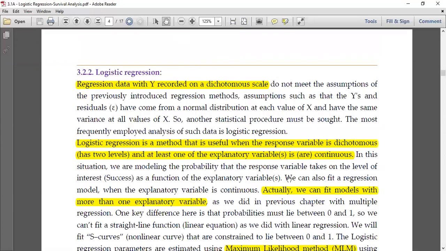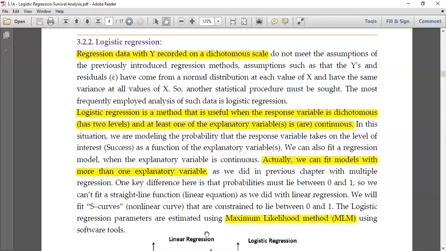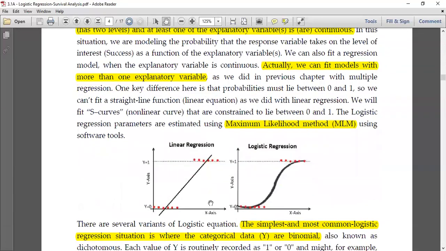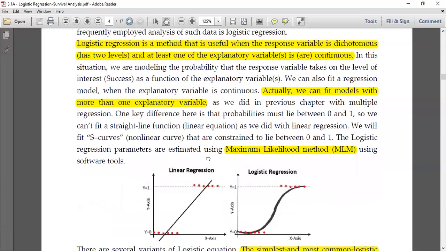Now let us look into one particular nonlinear regression, logistic regression. So logistic regression takes this way. You may have a dichotomous variable. It has two levels, and at least one explanatory variable is there, which may be continuous. Now what you get is the response outcome will be either 0 or 1. It happens, it does not happen.